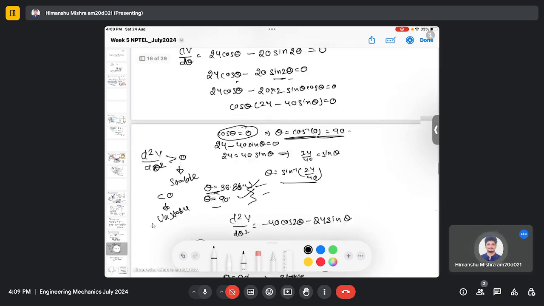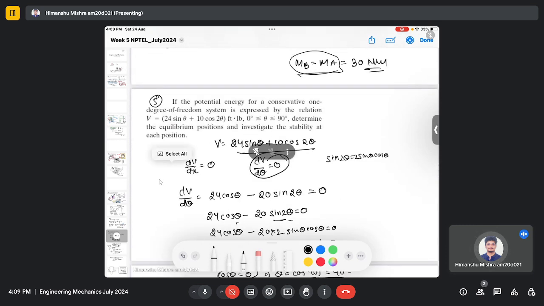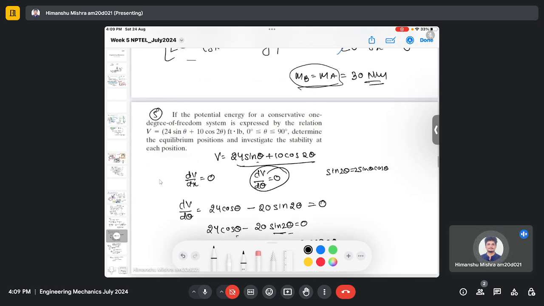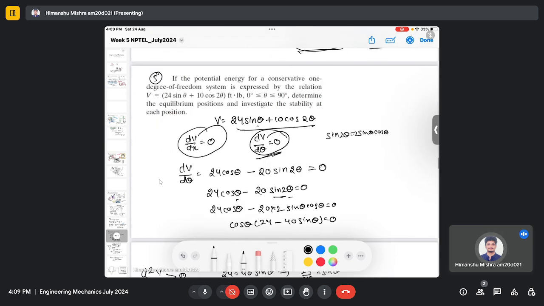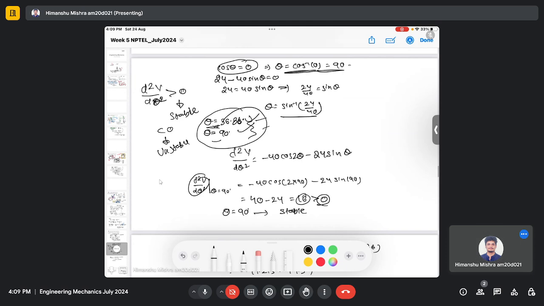Just to recap here, we are given the potential energy of the system V in terms of theta, and we need to find the equilibrium positions and investigate the stability at these positions. We discussed that for the system to remain in equilibrium, the change in potential energy should be equal to 0, which means dV by d theta should be equal to 0. Using this relation, we found the equilibrium positions, which are theta equals 90 degrees and theta equals 36.86 degrees.